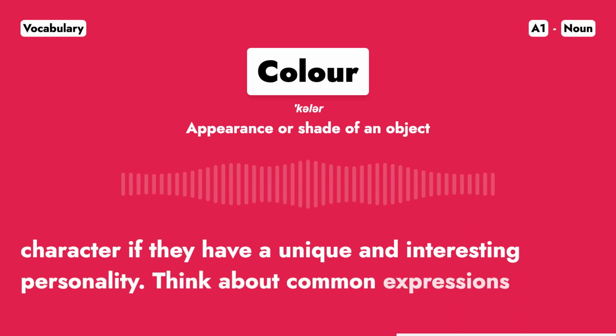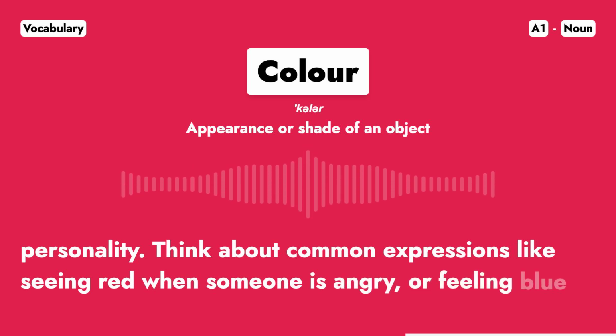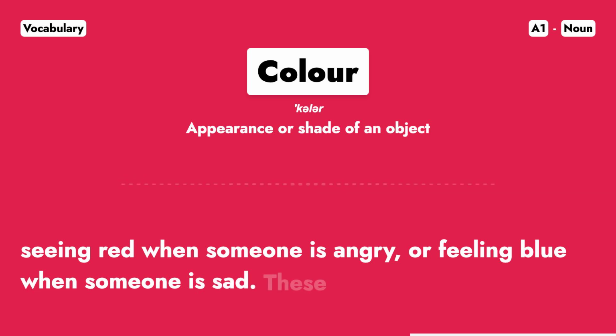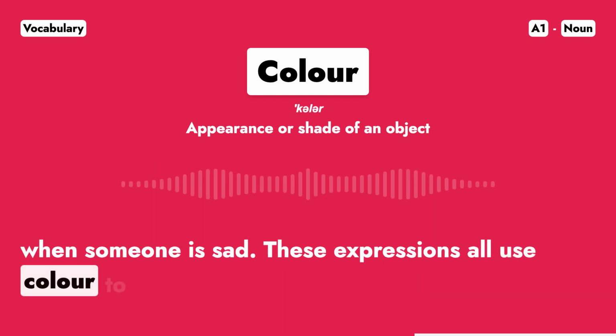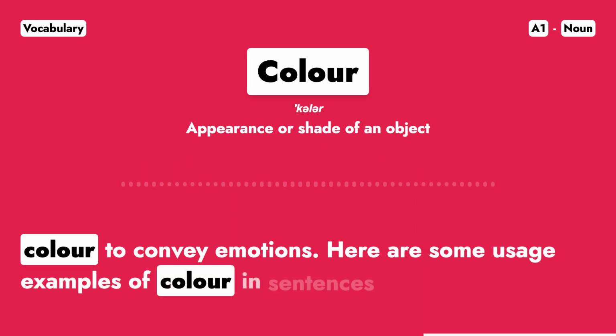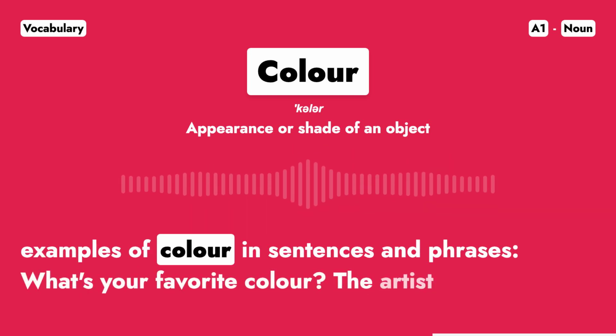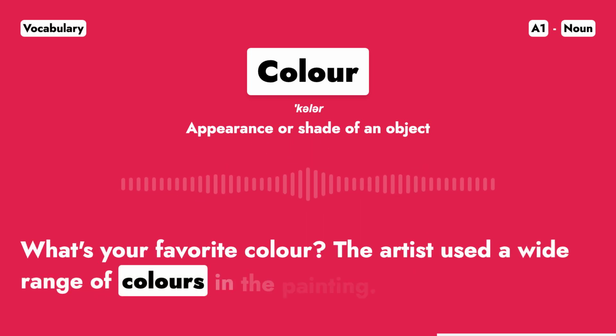Think about common expressions like seeing red when someone is angry or feeling blue when someone is sad. These expressions all use color to convey emotions. Here are some usage examples of color in sentences and phrases. What's your favorite color? The artist used a wide range of colors in the painting.